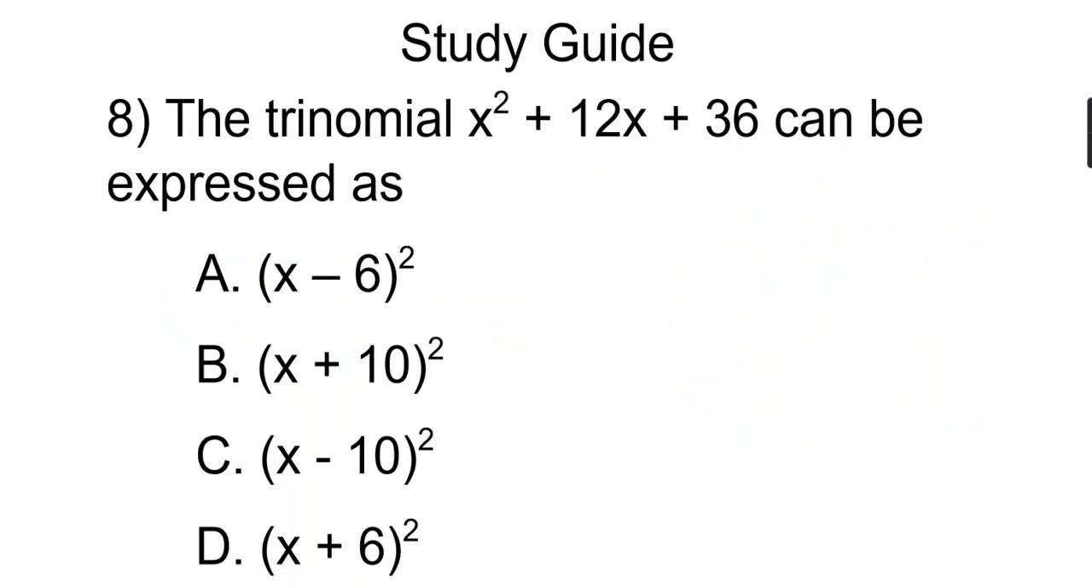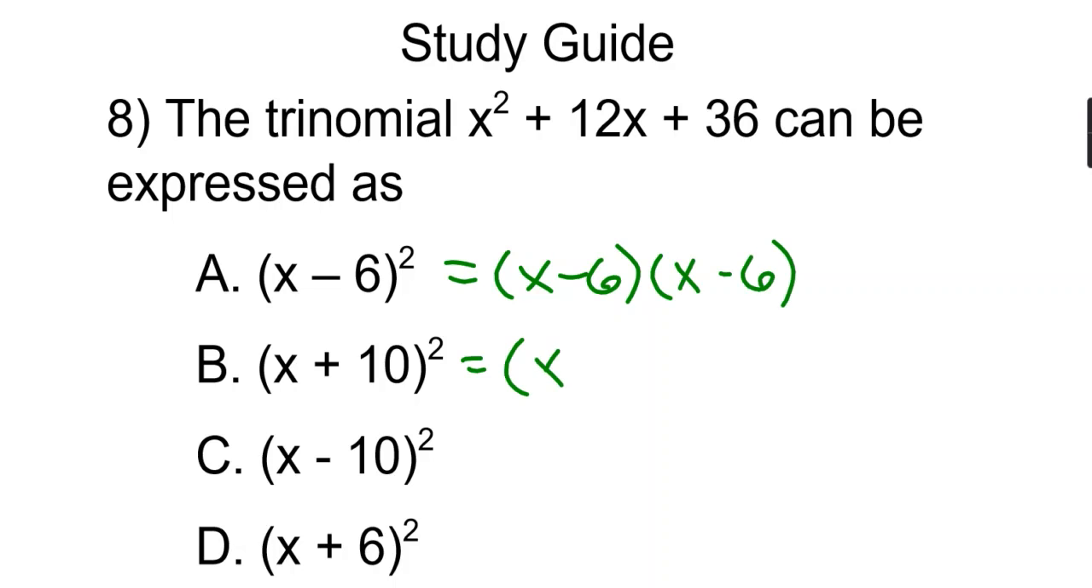Here's question 8. X squared plus 12x plus 36 can be expressed as... Now again, we're factoring, but notice that all of the choices are written as a binomial squared. What does that mean? That means this multiplied by itself. Okay, x minus 6 times x minus 6, or x plus 10 times x plus 10. So that means that this is a perfect square trinomial, so hopefully some of you can look at that and figure out in your head which perfect square it is, okay?